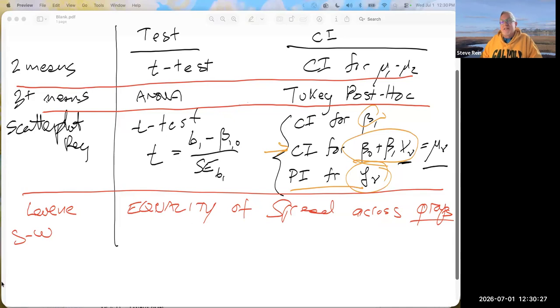Levene basically checks the standard deviation across the different groups. And if the standard deviations are dramatically different, Levene says, yeah, no, different spread. If the standard deviations aren't dramatically different across the groups, Levene says, yeah, it's reasonable to believe equality of spread. Shapiro-Wilk, however, is testing for normality. Okay, and so let's go with the pen.